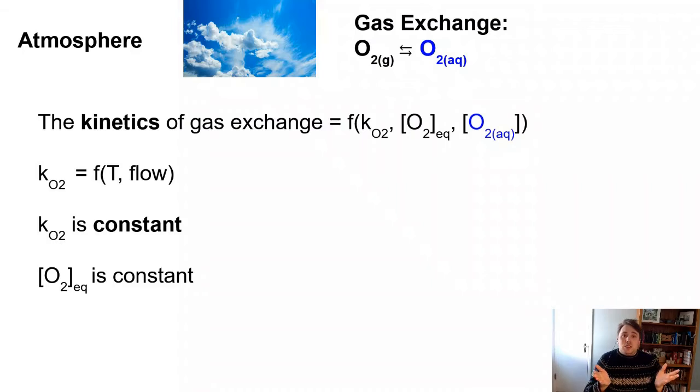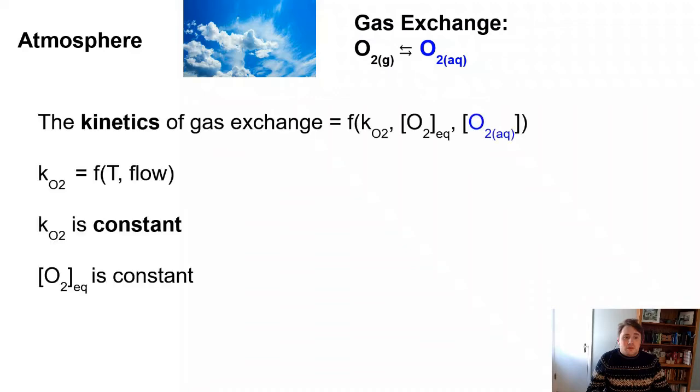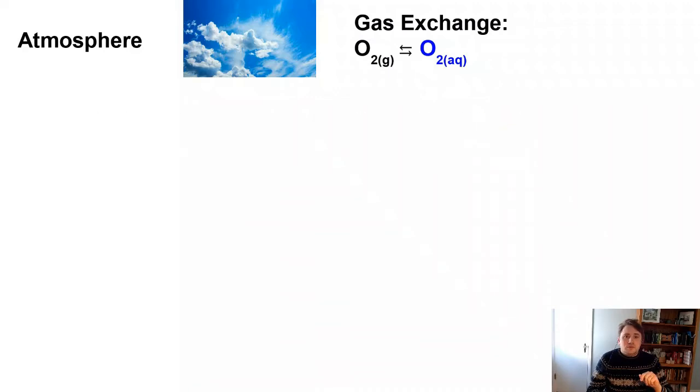And we said that the concentration of oxygen in equilibrium is going to be constant as well, because we're not varying temperature or the partial pressure of oxygen in the atmosphere. So this just means that the kinetics of gas exchange are simply a function of the current concentration of oxygen in the atmosphere.